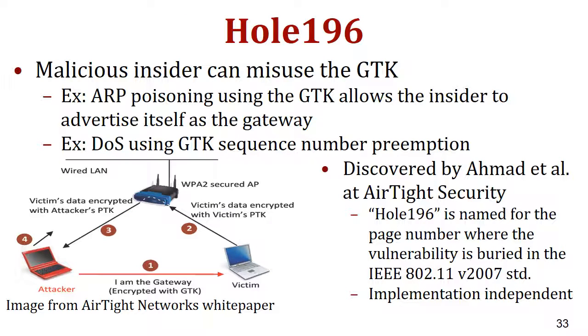With GTK, there are lots more problems that are possible. Malicious insiders can actually misuse GTK. If the GTK is combined with ARP poisoning, a malicious insider, for example client 1, can be an attacker and do ARP poisoning, which will advertise itself as the gateway. Because the GTK is shared, the victim, client 2, cannot tell whether it's a real gateway or not.